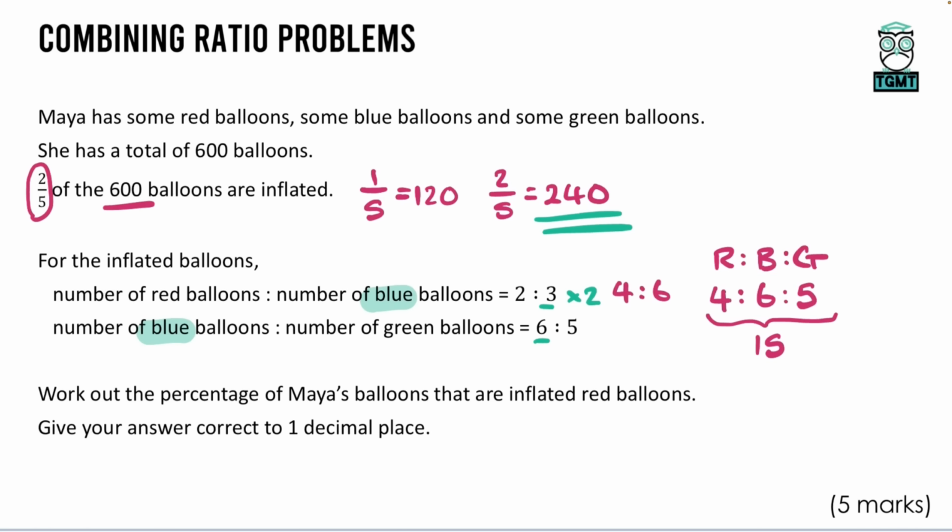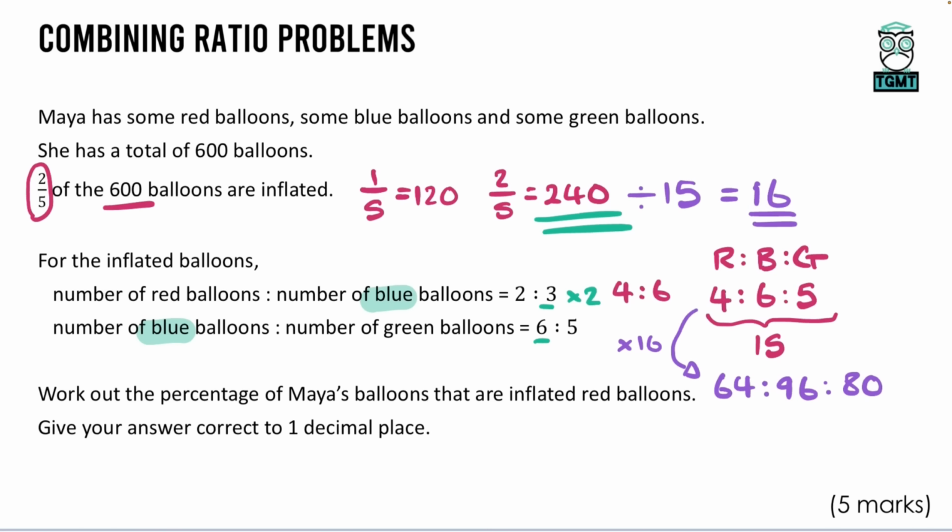So like we would do with any normal ratio, we'll divide the total by the amount of parts. So 240 divided by 15, just doing that on my calculator, which is 16 per part. So I can multiply all of these numbers by 16. So 16 times 4, and that is 64. We have 6 times the 16 as well, 96 blue, and 5 times 16, which is 80.